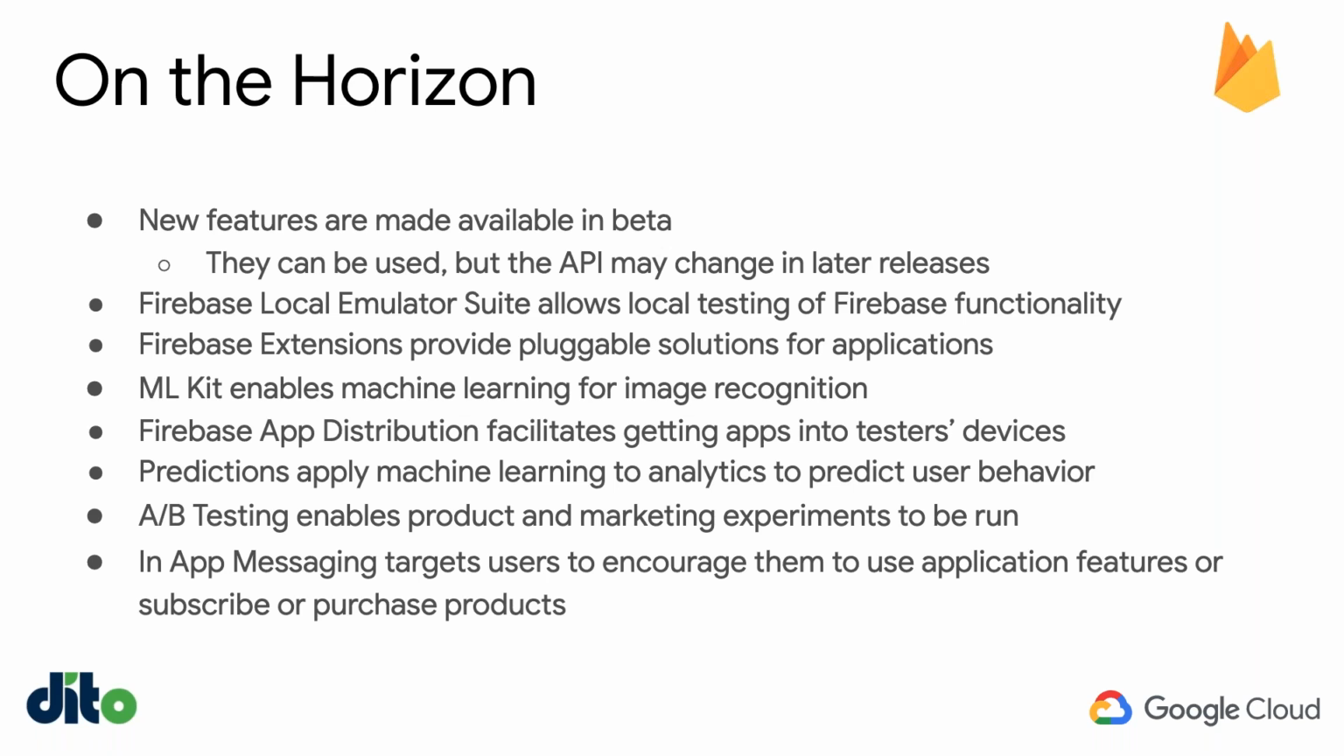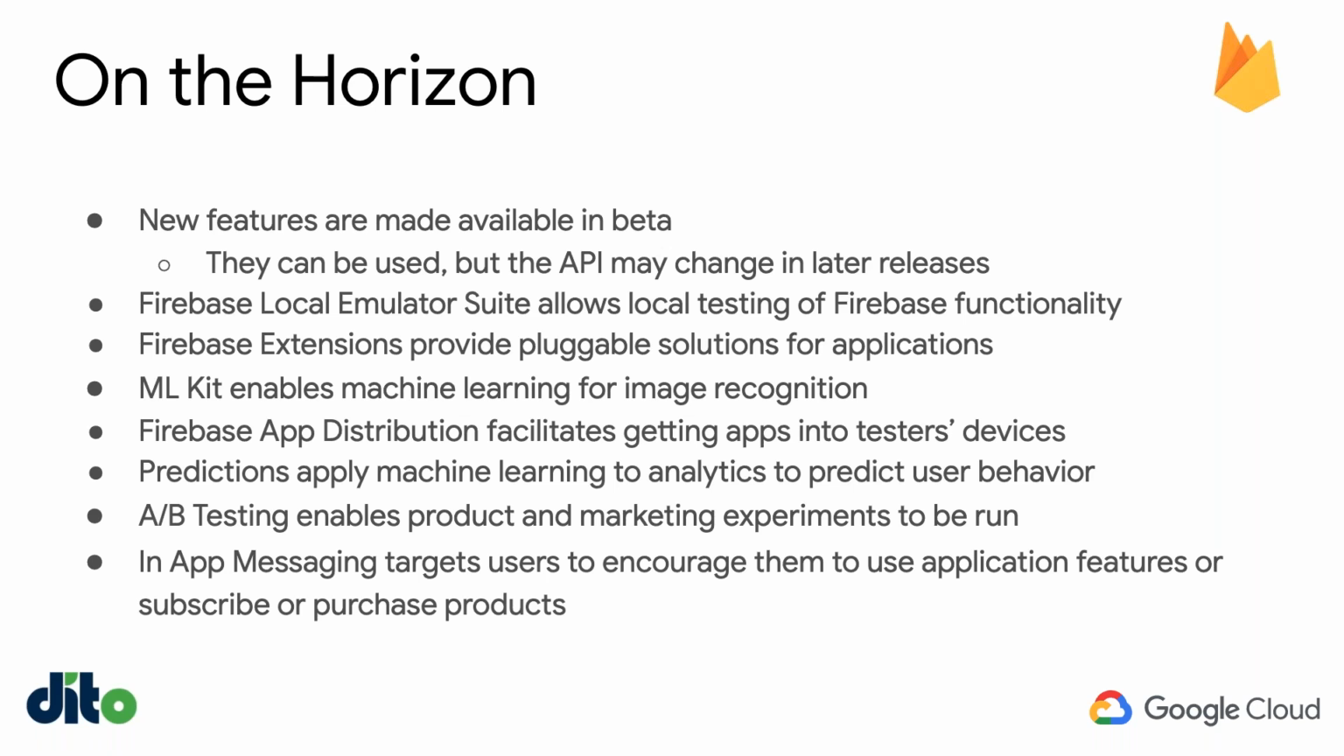There's the application distribution. If you've got a group of testers who want to test your new application, this enables you to push a new version straight into their phone without having to do anything else. So it greatly facilitates the process of getting testers' devices up to date. The predictions is an extension to the analytics, where it uses machine learning to predict how a new version of the application is going to work, how many people are going to use it, and what the uptake is likely to be. So you can run these predictions.